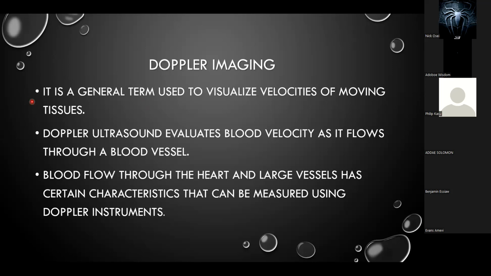So Doppler ultrasound evaluates blood velocity as it flows through a blood vessel. Blood flow through the heart and blood vessels has certain characteristics that can be measured using Doppler instruments. As I said, we know the standard speeds and the rest. So when we measure them, we're able to tell that this is venous blood, this is arterial blood, and so on. Okay.